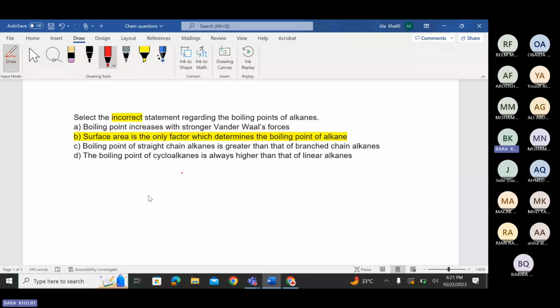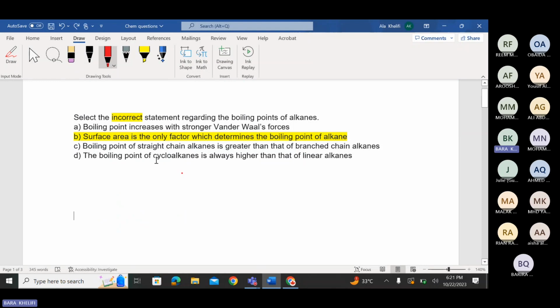So here, for example, A. Why is A correct? Because the more you increase the number of van der Waals forces, the stronger the bond is. So the more you increase the number, the stronger the bond of the force is. And the same thing when you increase the surface area.